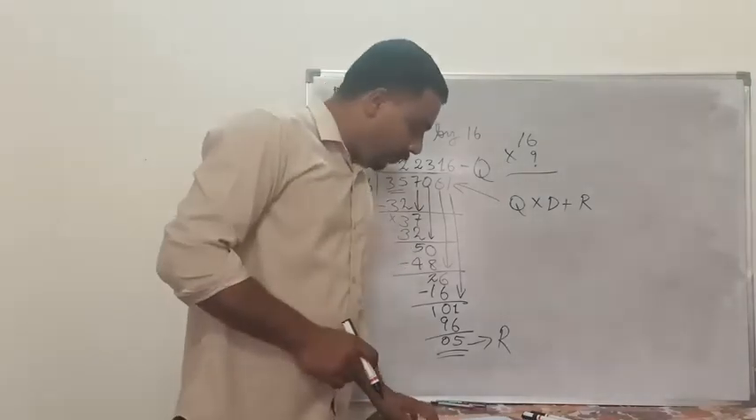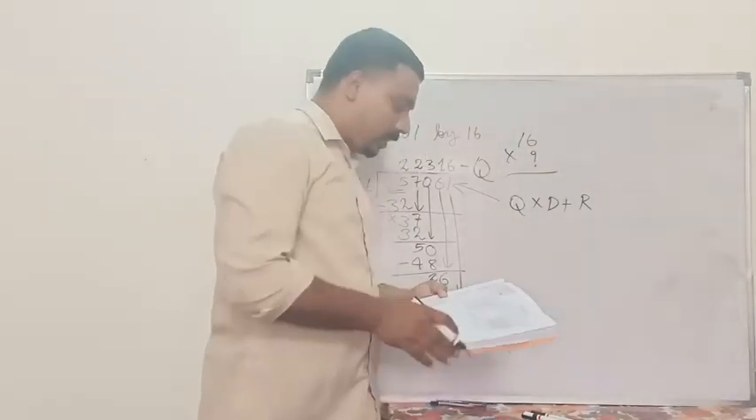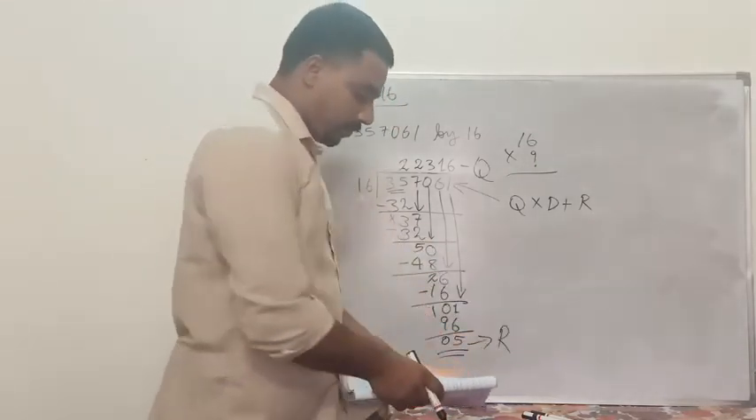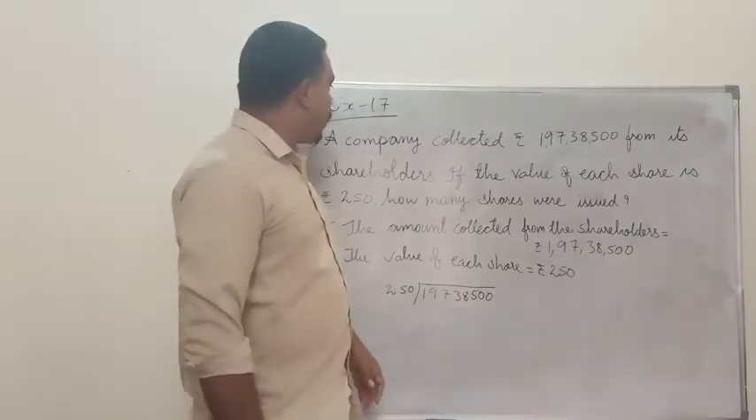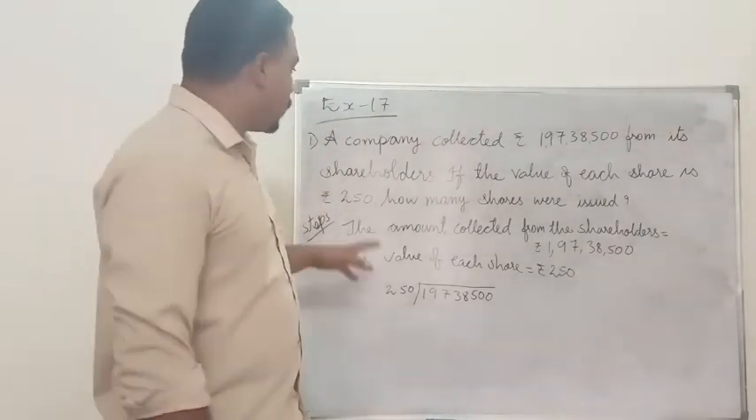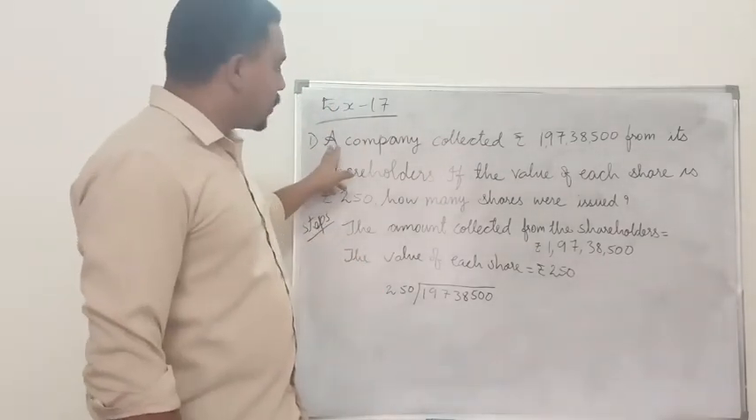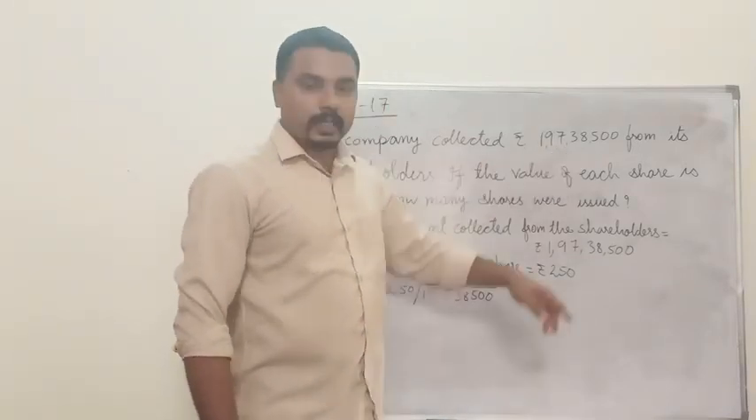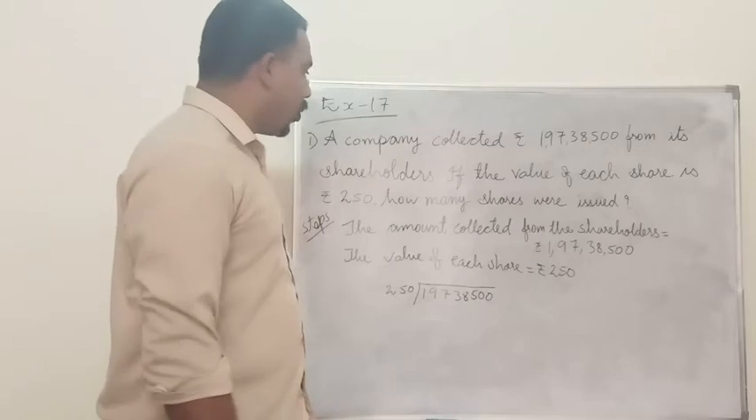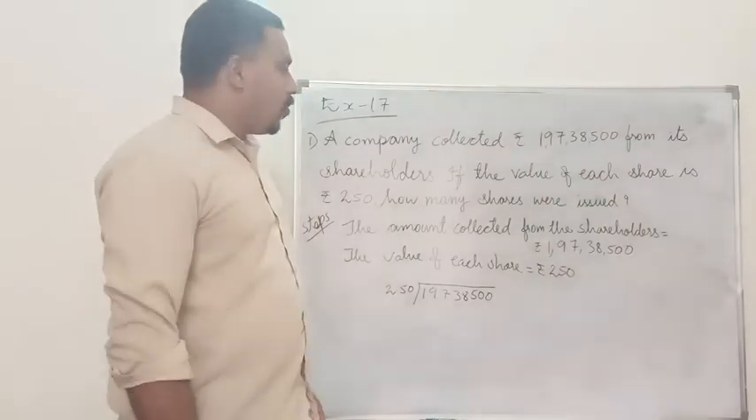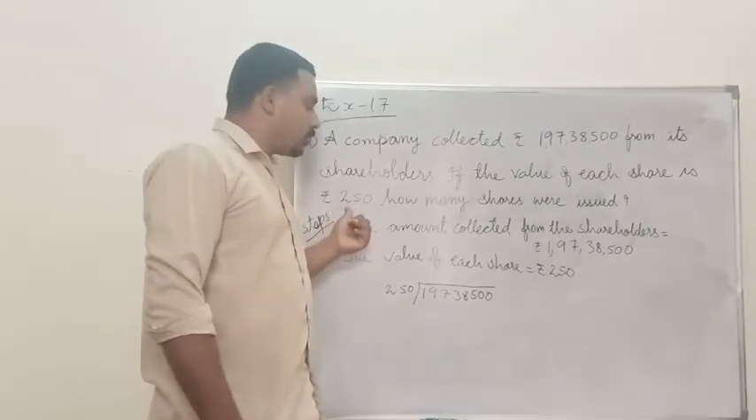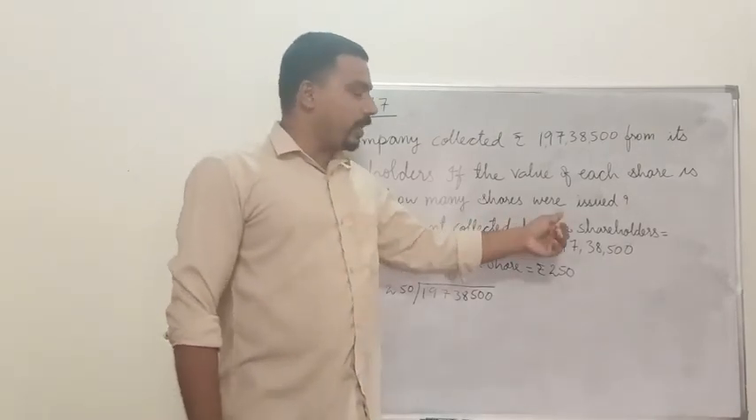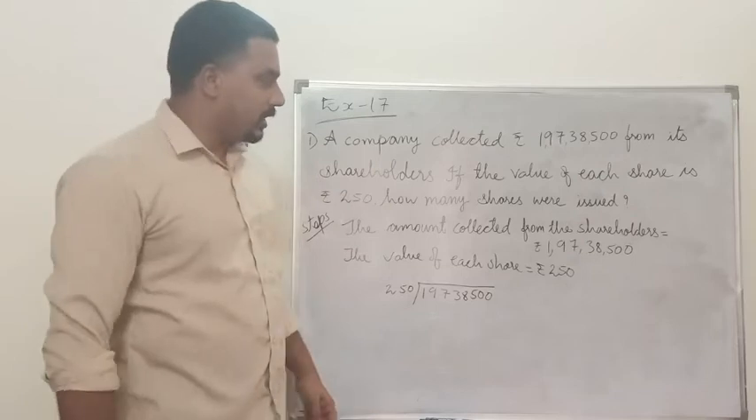Okay, moving to the next exercise, word problems. So exercise number 17, the word problems. The first question is: a company collected rupees 1,97,38,500 from its shareholders. If the value of each share is rupees 250, how many shares were issued? So this is the question.